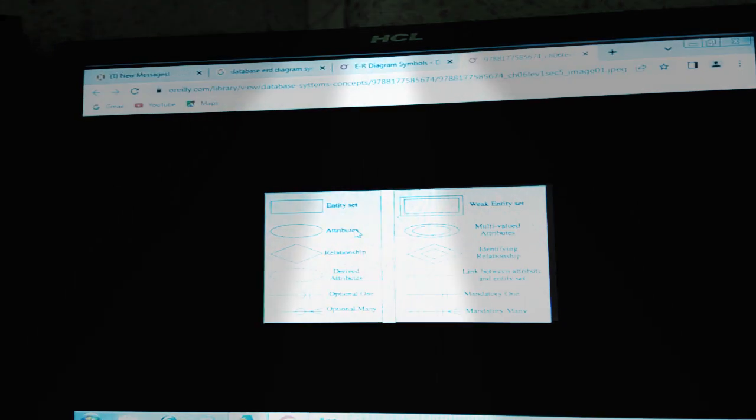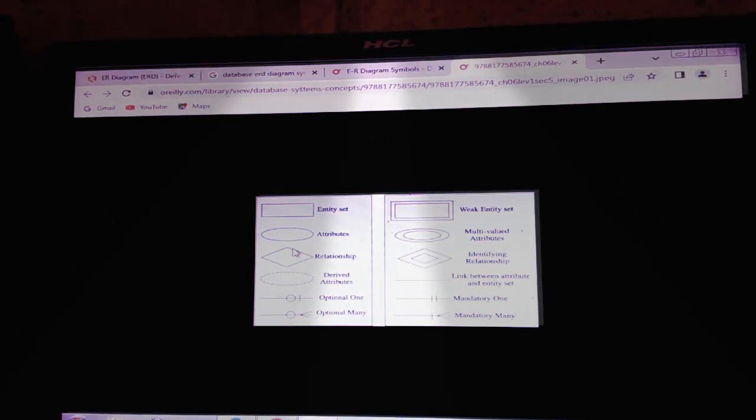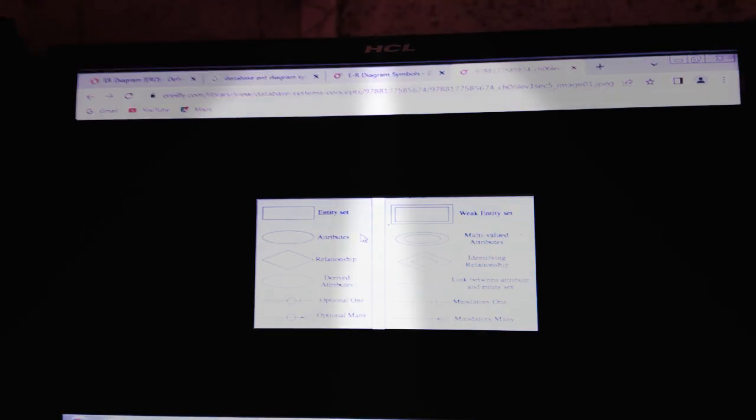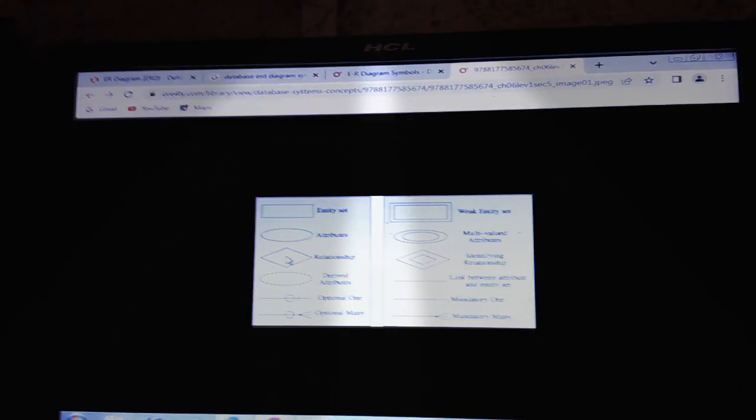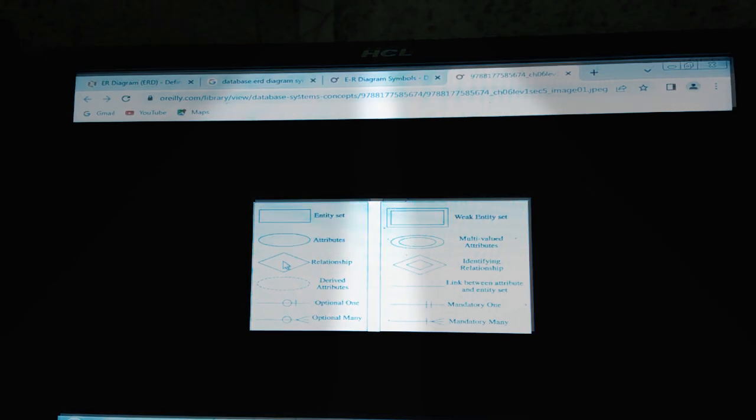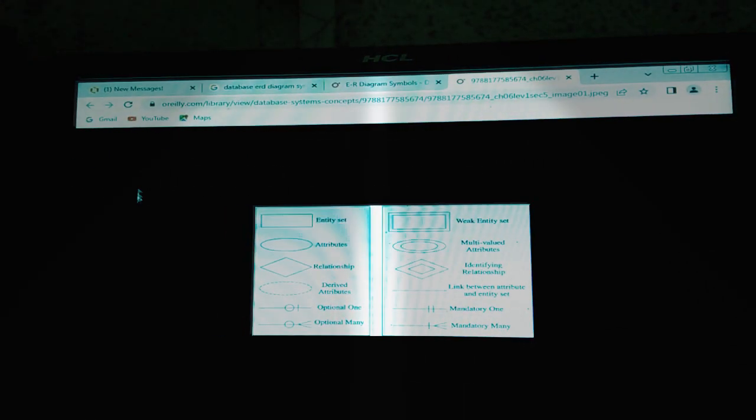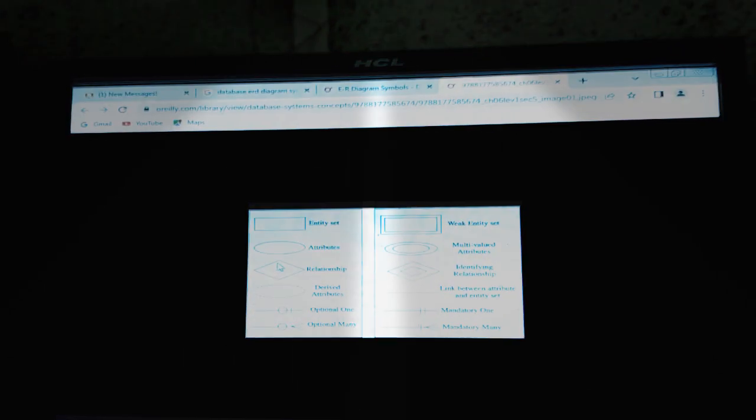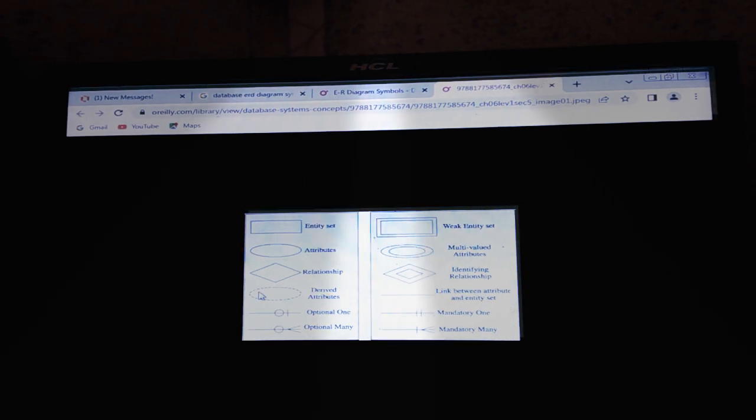Second is the attribute. An attribute is used for many entity sets in a row. It's called attribute sets. Next is the relationship. A relationship is used between two entities, and a diamond shape is used for a relation.